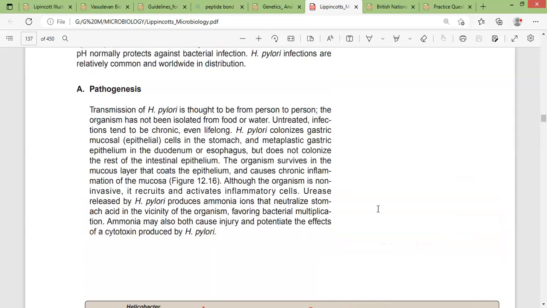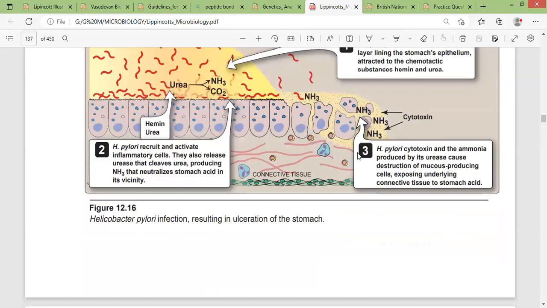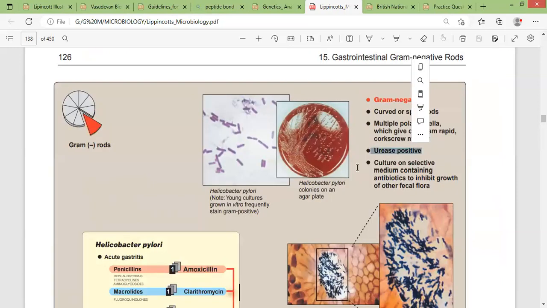Just know that urease is really significant because there are diagnostic tests that are done for H. pylori based on the fact that they contain this urease. Yeah.